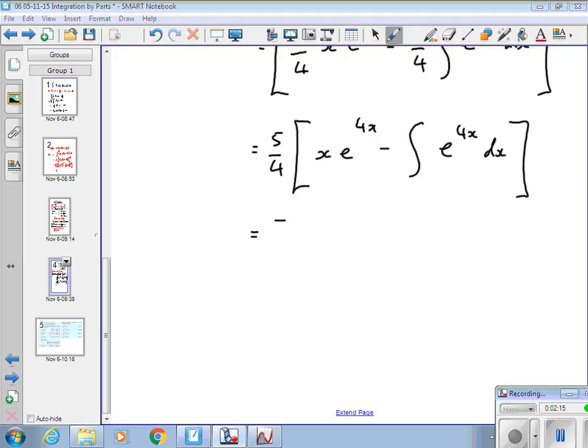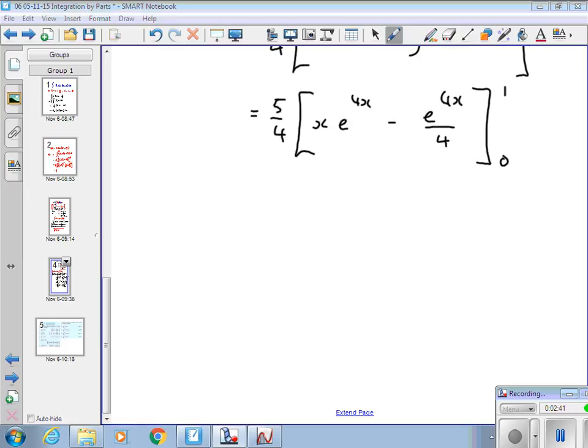So that's a standard integral which I can do. So it equals 5 over 4 x e to the 4x minus e to the 4x over 4 between 0 and 1. Integrating e to the 4x is e to the 4x over 4. And now just let x equal 1 and 0. Give yourself some room.